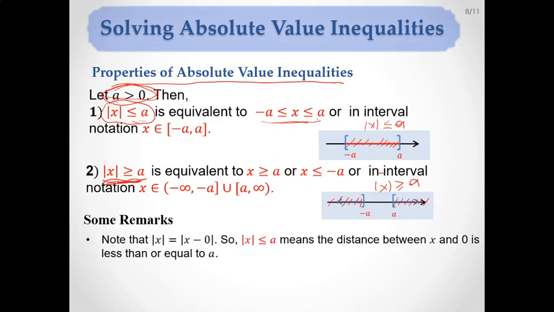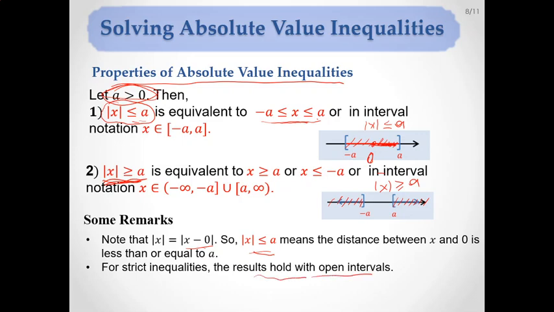And also you can view this one as the absolute value of x. If you take x minus 0, it means we are looking at the points whose distance to x is less than a. So you're taking the points, this is 0, you're taking the points whose distance is less than a. And for strict inequality, the result holds for open intervals, not these, but these, okay?